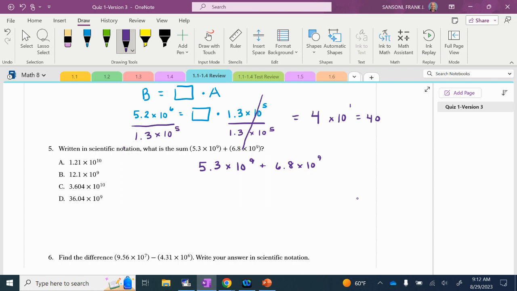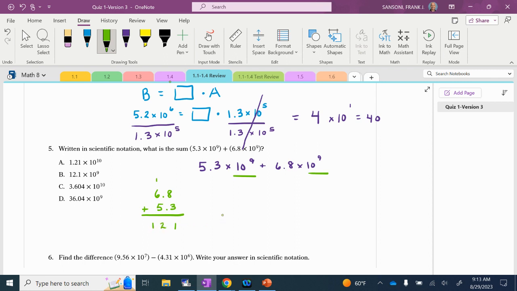So as I look at those two exponents, are they the same? Yeah, they're both 10 to the 9th power. So it allows me to add. Since it's 5.3 times 10 to the 9th, and it's also 6.8 times 10 to the 9th, that allows me to add these two numbers together. So I go 6.8 plus 5.3. So what is 6.8 plus 5.3? 12.1? I like it, but I don't like it.